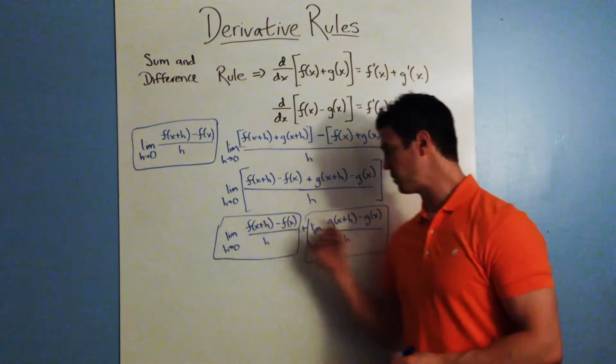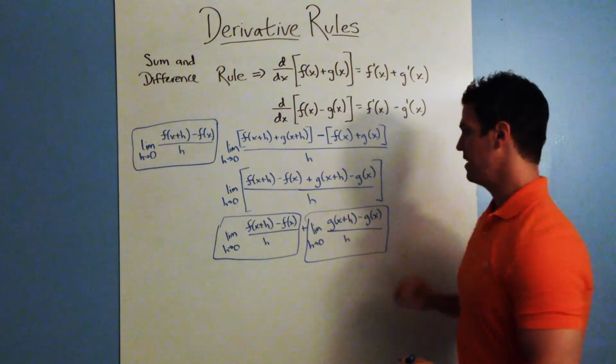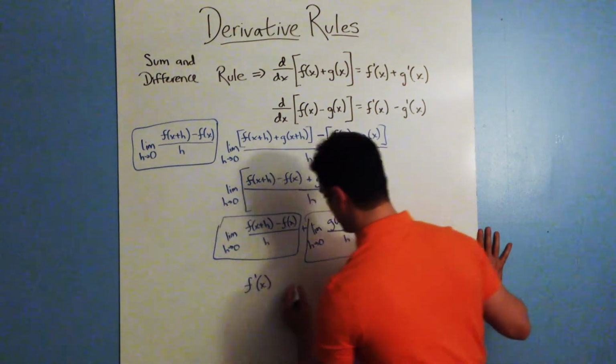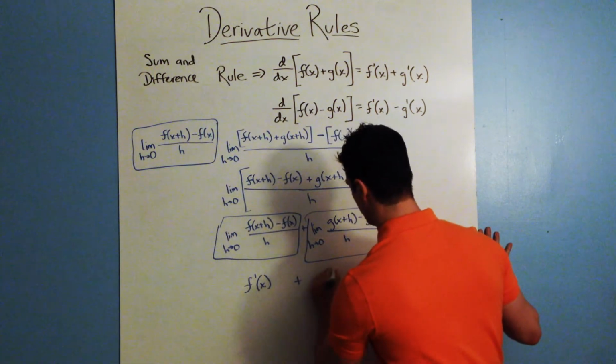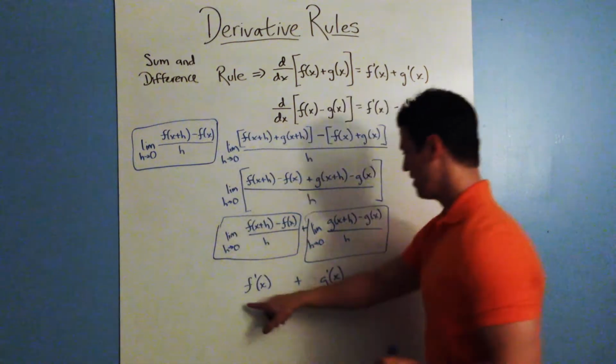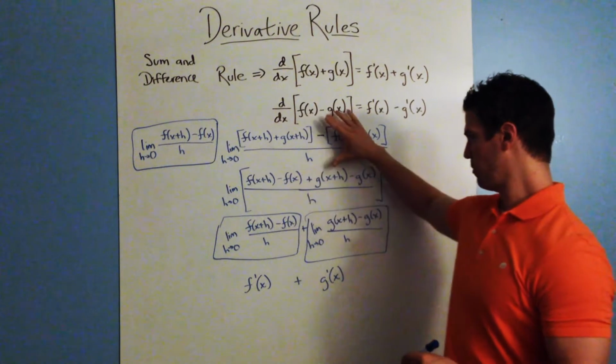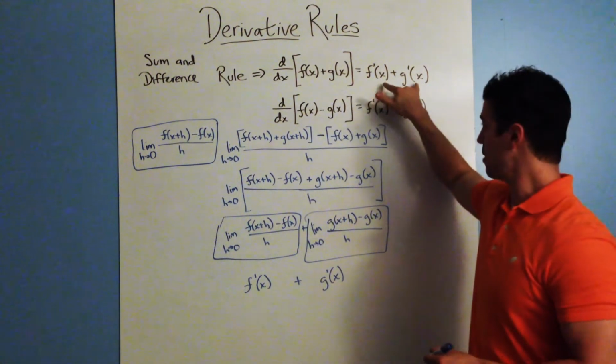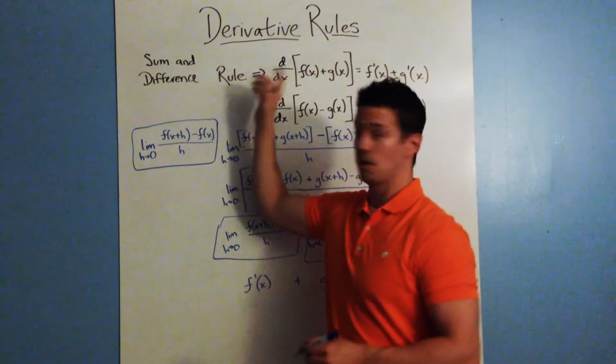The only thing that's different between these is the function. This one's f and this one's g. So I'm just going to write f prime x here plus g prime x here. And if you notice, starting out with what we started with, you end up with proving this first rule up here, the sum rule of derivatives.